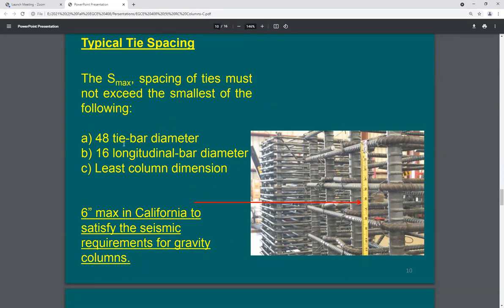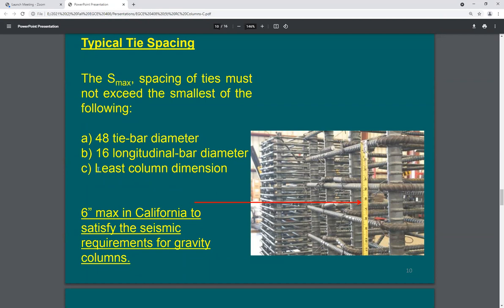So it's going to be 48 times the bar diameter of the tie. The tie itself is going to be number 4, 1/2 inch. So 48 times 1/2 inch is going to be 24 inches, okay? The second check is going to be 16 times the vertical bar diameter. Let's say the vertical bar is number 8, like an inch. So how much is 16 times 1 inch? It's going to be 16 inches. So the first condition says 24, the second condition says 16. Which one controls, the 24 or the 16? The 16, right? Because you take the smallest value.